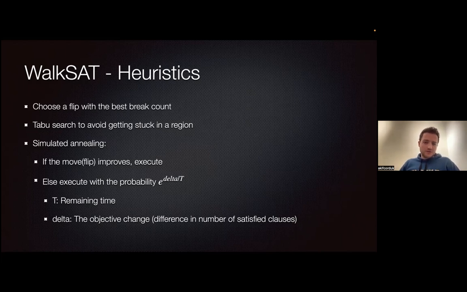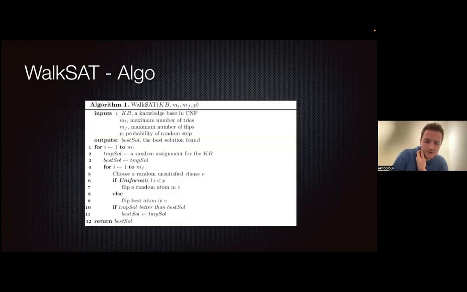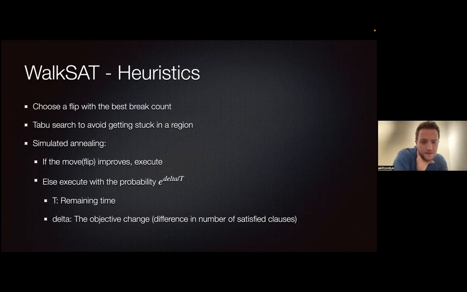There is an additional heuristic, actually a meta-heuristic, called simulated annealing. This helps us converge according to the time and makes our convergence faster. And how it works is as follows. If a particular flip that we are considering is improving the solution, we execute it. So in this random walk part, flip a random atom in C, if this improves, we execute it no matter what.